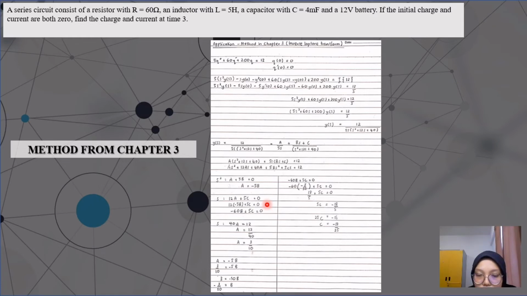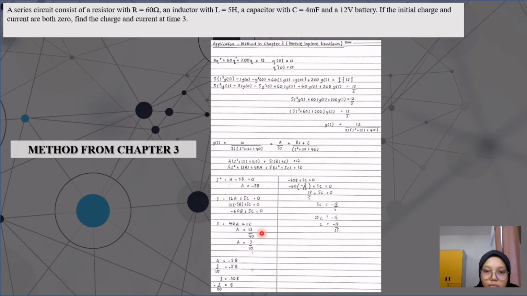Dan 12A itu, A itu kita boleh gunakan pada nilai yang ada pada S kuasa 2. So kita masukkan nilai A iaitu negatif 5B dalam persamaan ini. Jadi kita dapat S kuasa 1 yang persamaan dia adalah negatif 60B tambah 5C sama dengan 0. Jadi yang tinggal terakhir S yang tak ada kuasa iaitu 40A dan 12.